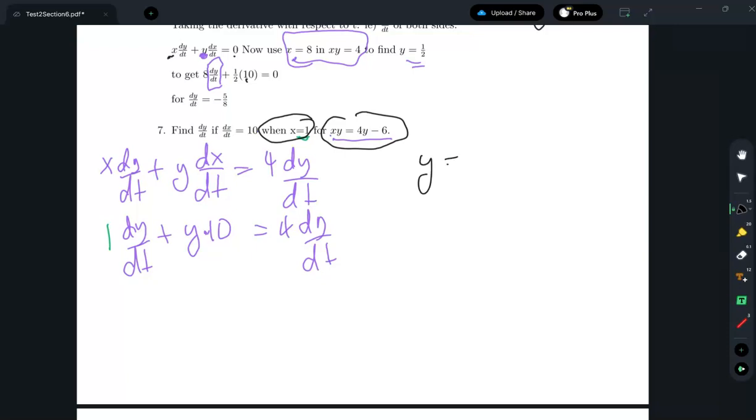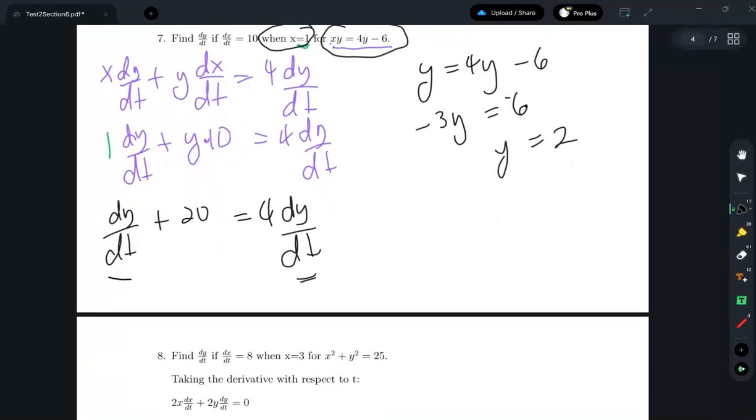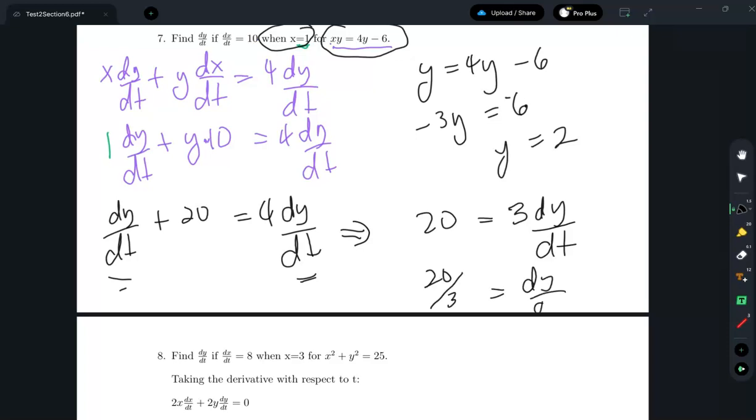So let's use this when information into here. So I'd get y equals 4y minus 6. So negative 3y is negative 6. So it looks like y is equal to 2. So I can put y as 2 in there. So I'd get a dy over dt plus 2 times 10 is 20, equals 4 times dy over dt. I'm solving for dy over dt, so let's subtract it. So I get 20 equals 3 dy over dt's. So 20 divided by 3 is dy over dt.